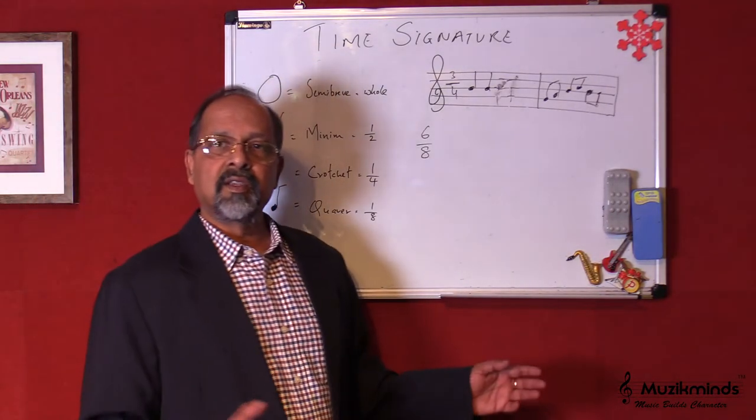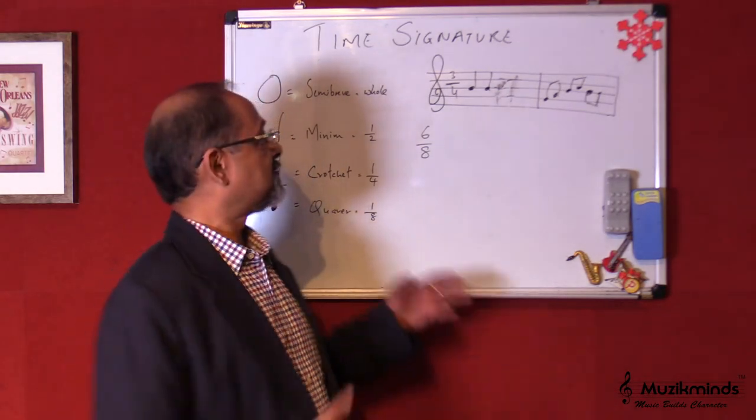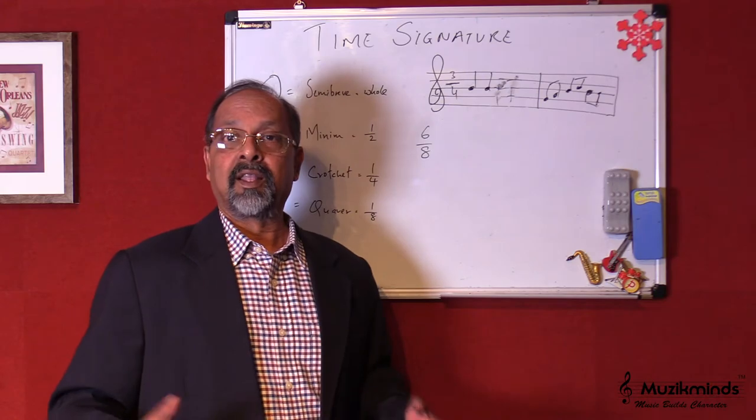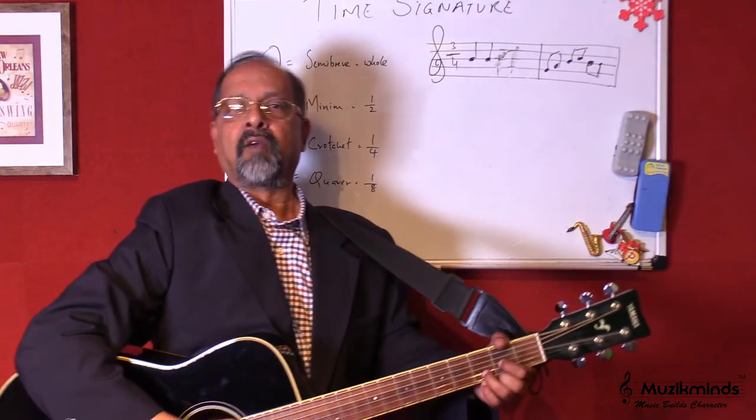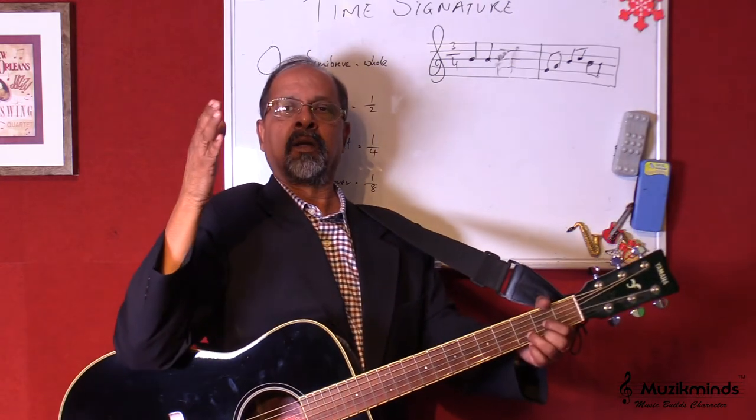Now, to put this in proper perspective to understand this much better, let's go to an instrument. Now we'll play a song which has three beats, or rather three crotchets in a bar.